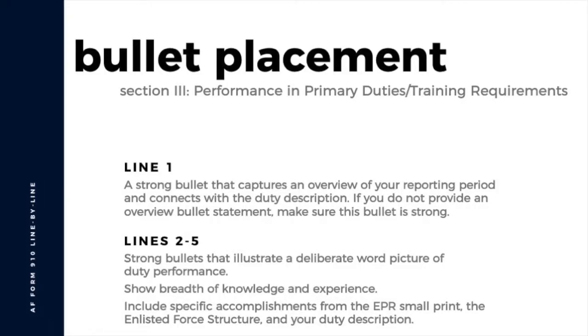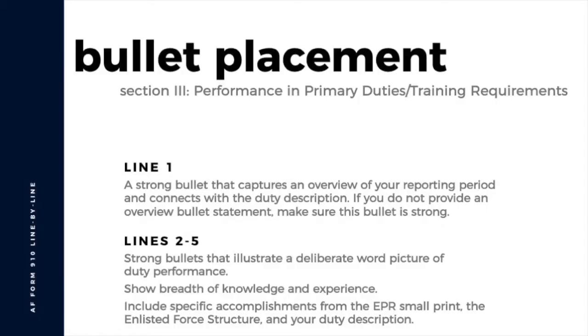Then lines 2 to 5, I'm going to use strong bullets that illustrate a deliberate, now get this, deliberate word picture. I'm not just putting in bullets like, boss, this is all I got. No, I'm very deliberate about the words that I use. My word choice is very specific. I'm going to show breadth of knowledge and experience, and I'm going to include accomplishments from my EPR small print, enlisted force structure, and also your duty description.